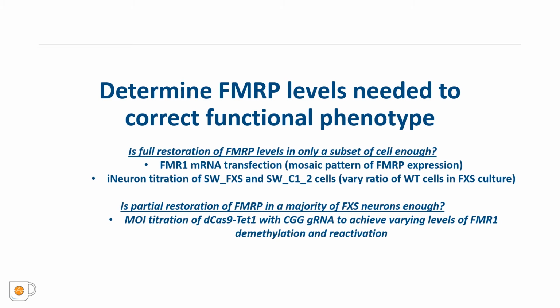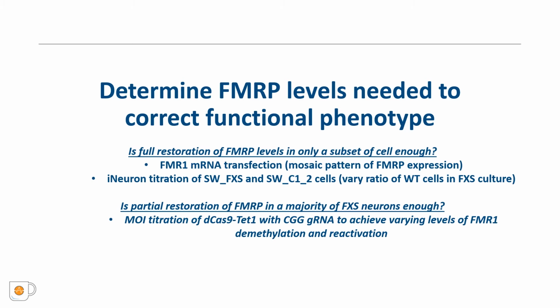Once we had established a functional phenotype and knew that restoration of FMRP to near full wild-type levels was enough to normalize this increased spontaneous activity, we wanted to determine if partial restoration of FMRP was sufficient, and if so, what partial FMRP levels are needed to correct the functional phenotype. We did this 2 ways.